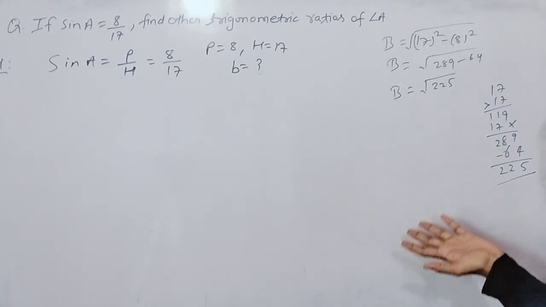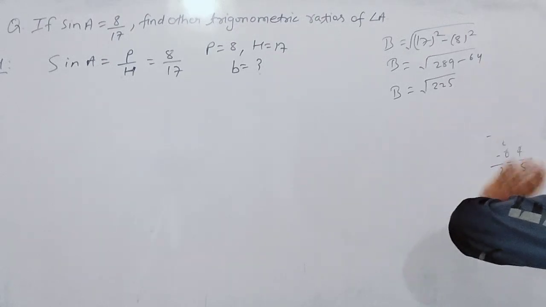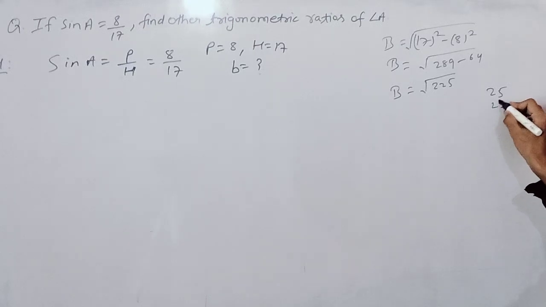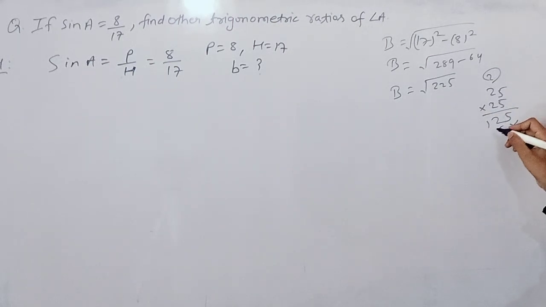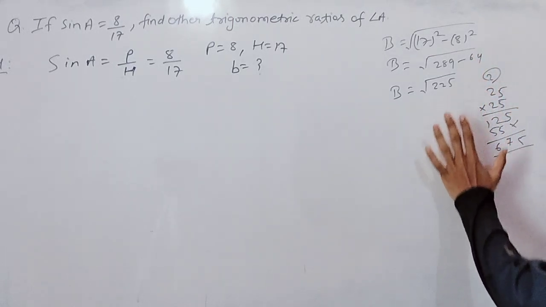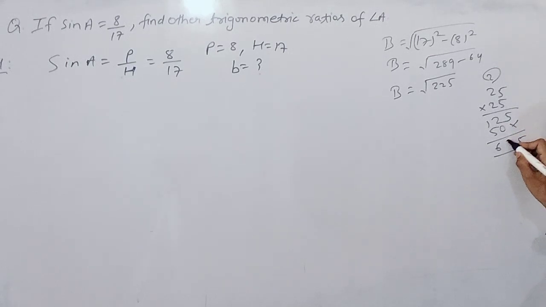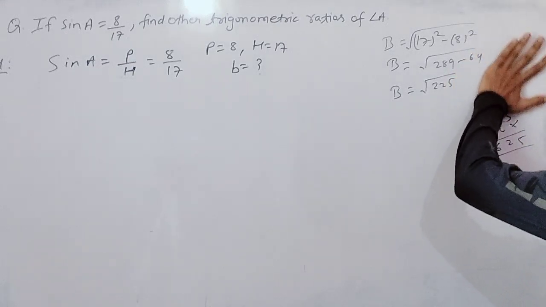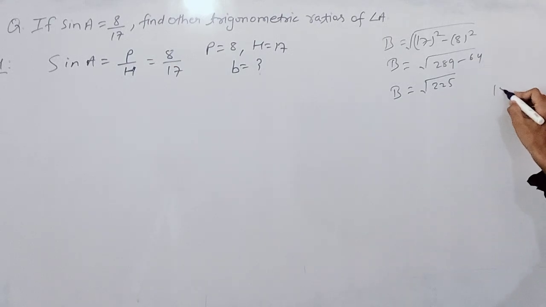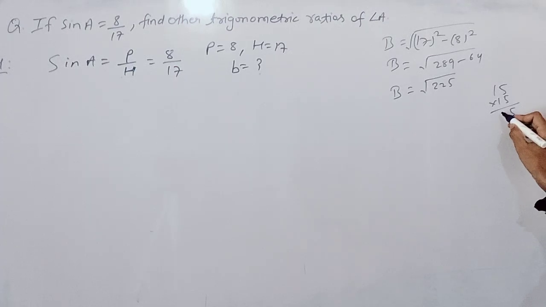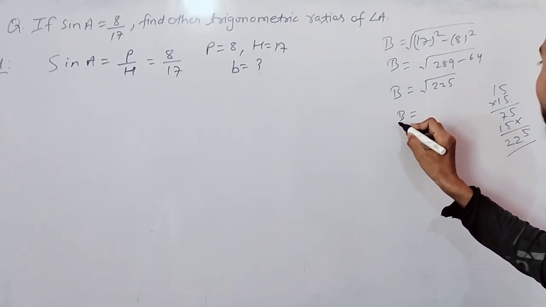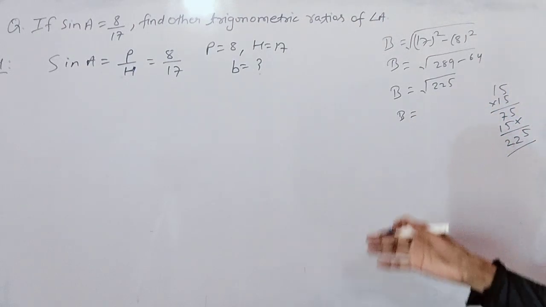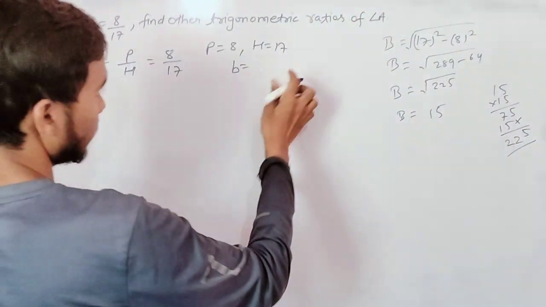As we know, 225 is a perfect square. Is it the perfect square of 25? No, 25 times 25 is 625. So it should be the perfect square of 15. 15 times 15 is 225. So we are confirmed that 225 is a perfect square of 15. Now we got the base B as 15.